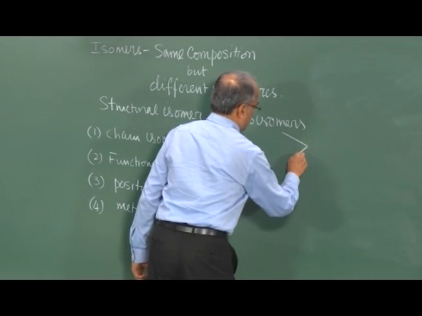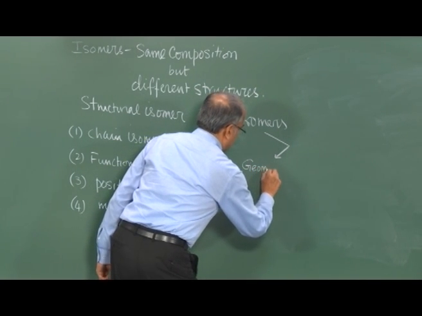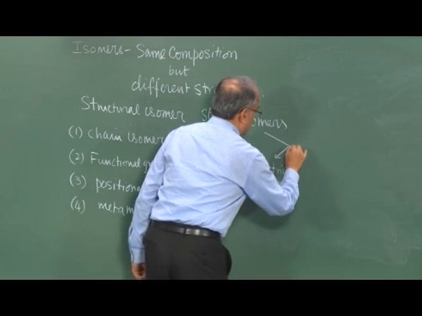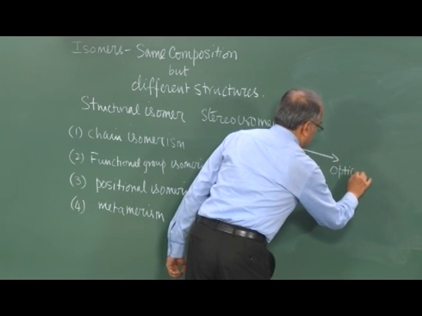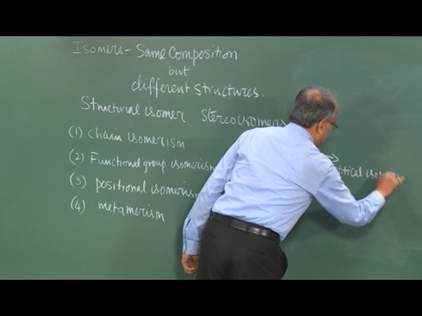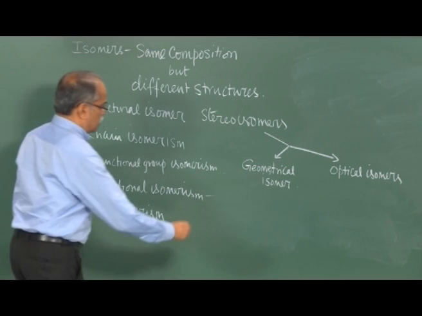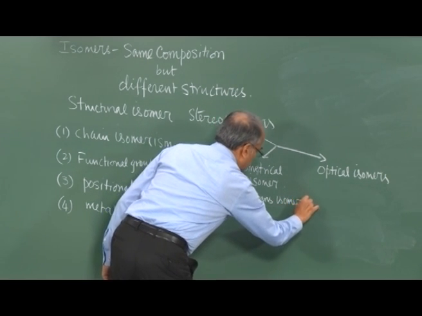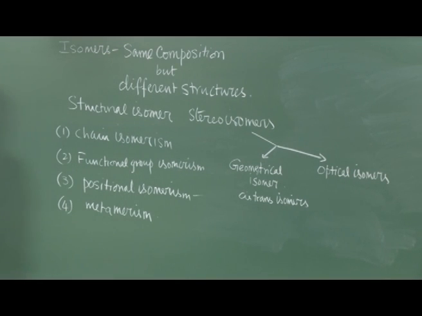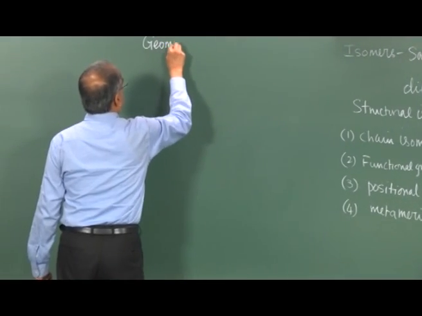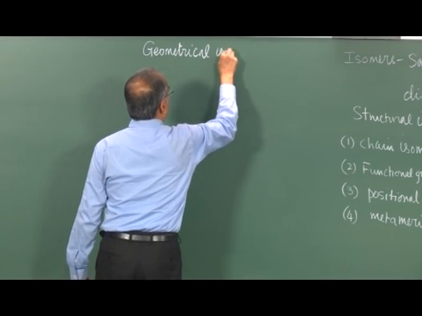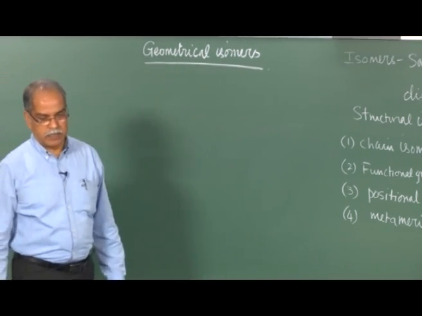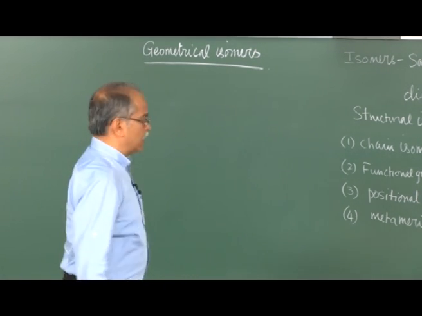There are two types of stereoisomers that are possible. One is geometrical isomers. The second one is optical isomers. Geometrical isomers are also known as cis-trans isomers. Now, let us take the example of geometrical isomers and explain. The term geometrical isomer essentially implies the geometry is different with respect to a double bond, for example.